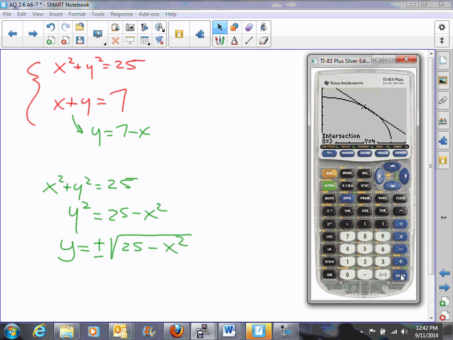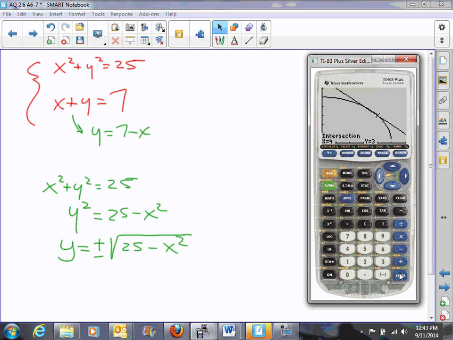But we're thinking there's probably another point here too, right? So let's, again, go second trace, that's the calculate menu, 5 for intersection. First curve is y1, second curve is y2. And now the guess, let's move to the right over to the place where we think the point of intersection is and try entering again. When we do this time, it finds the point 4, 3. So you can find your points of intersection using the graphing calculator.